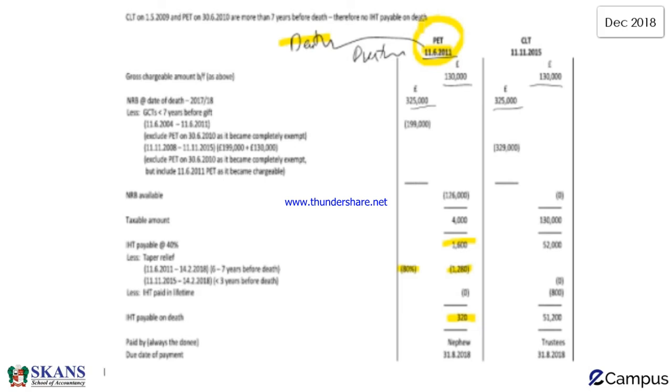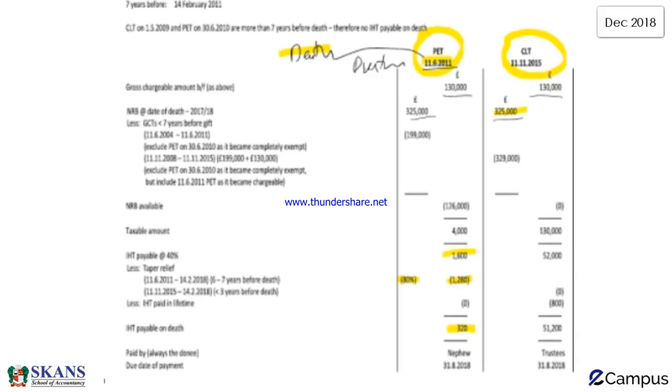But if you want to know what is the nil rate band applicable on the second transfer, which became chargeable on death, once again we would consider 325, the nil rate band in the tax year of death, and then we'll be deducting the chargeable amounts of all the transfers which were made within 7 years before.